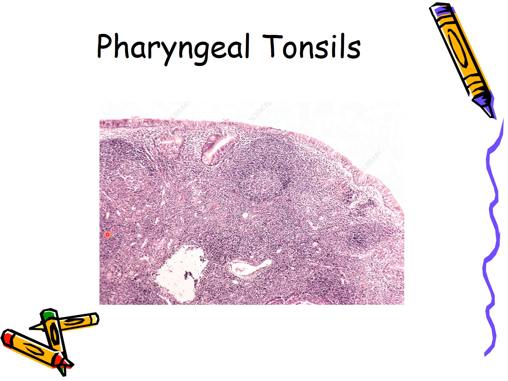Now, enlargement or inflammation of the pharyngeal tonsils is called adenoids. And the palatine tonsils, if they are enlarged, more commonly in children, it is simply called tonsillitis, and tonsillectomy is done for them. But the pharyngeal tonsils' inflammation is called adenoids.